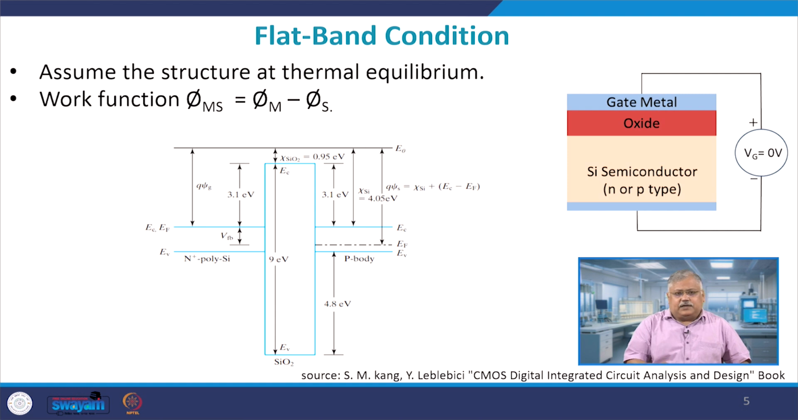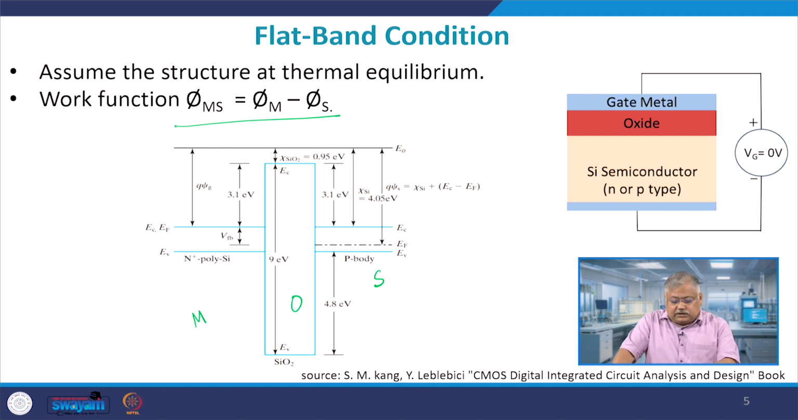This is the diagram which I was referring to in the previous stage. I have a MOS structure, with a metal here, an oxide here, and a semiconductor here, and let us look at the MOS structure. We already know that at equilibrium phi m minus phi s is the value. So what we do is, if you see, your chi of silicon dioxide is relatively very high.